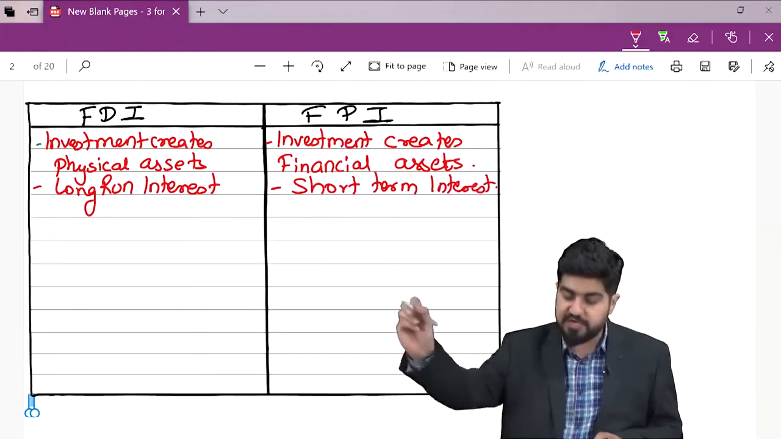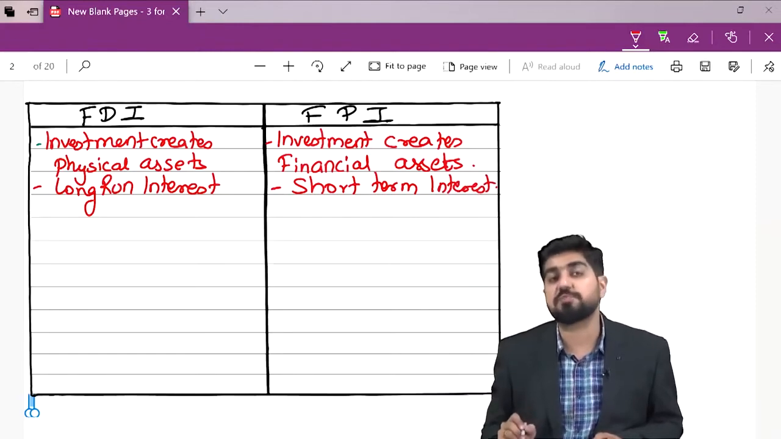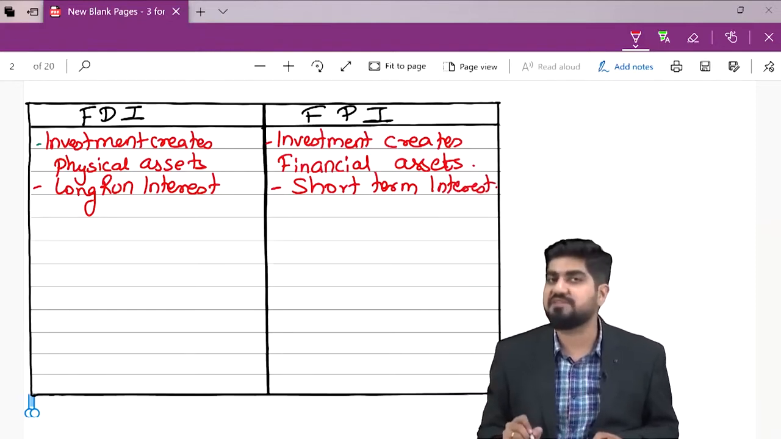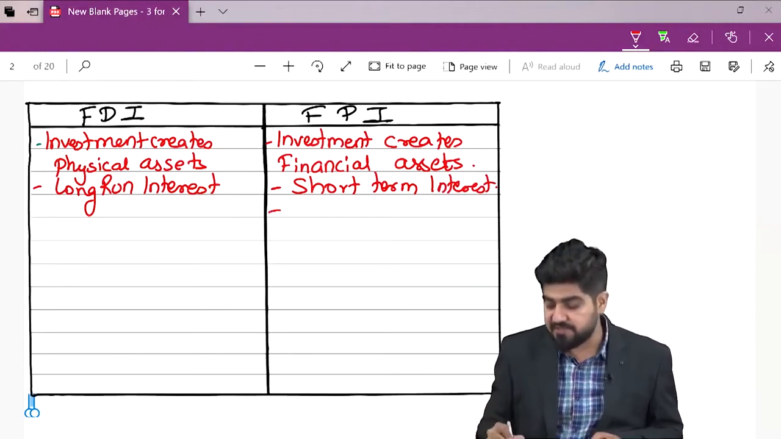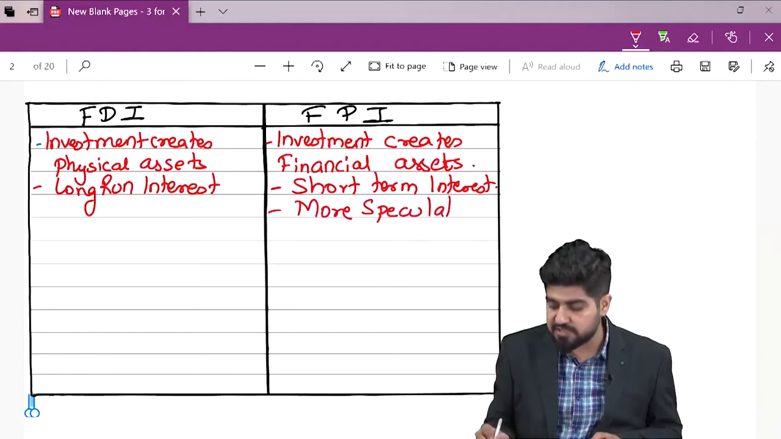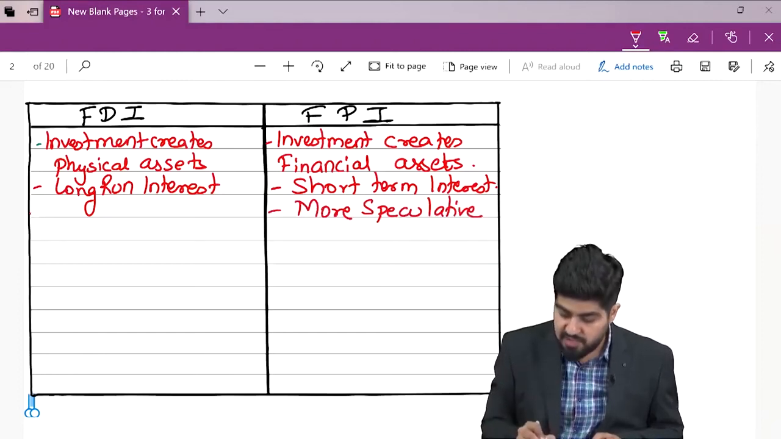Okay. Now friends, can you tell me which one will be more speculative in nature? Is it FDI or will it be FPI? Yes, FPI is more speculative in nature and FDI is not speculative in nature.